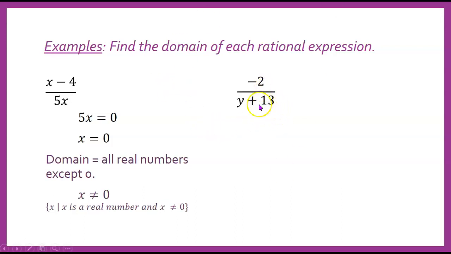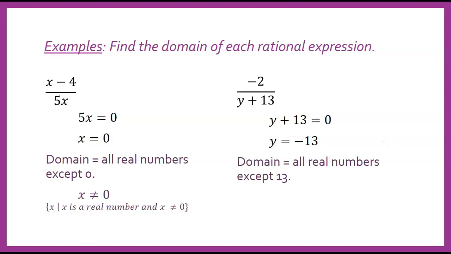So how about negative 2 over y plus 13? Take the denominator, set it equal to 0, and solve. If I subtract 13 on both sides, I get y equals negative 13. So that means that the domain here would be all real numbers except, sorry, let me fix that. That should say negative 13. The domain is all real numbers except negative 13. Or we could just say y not equal to negative 13.